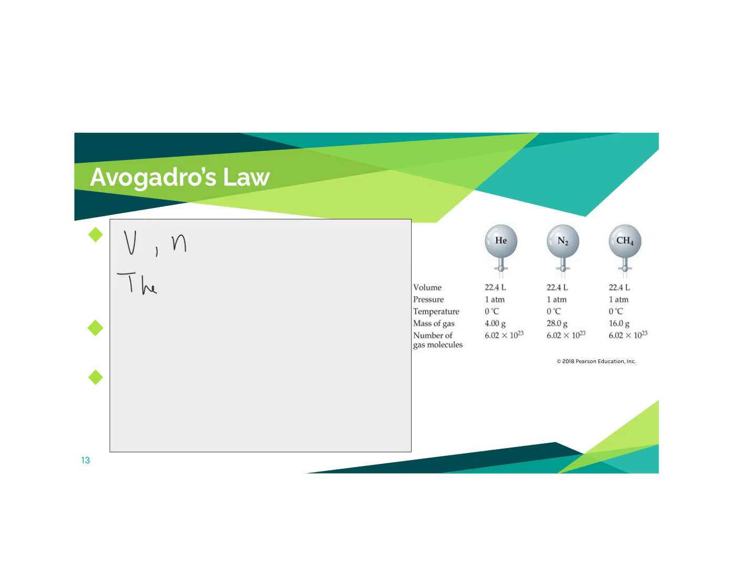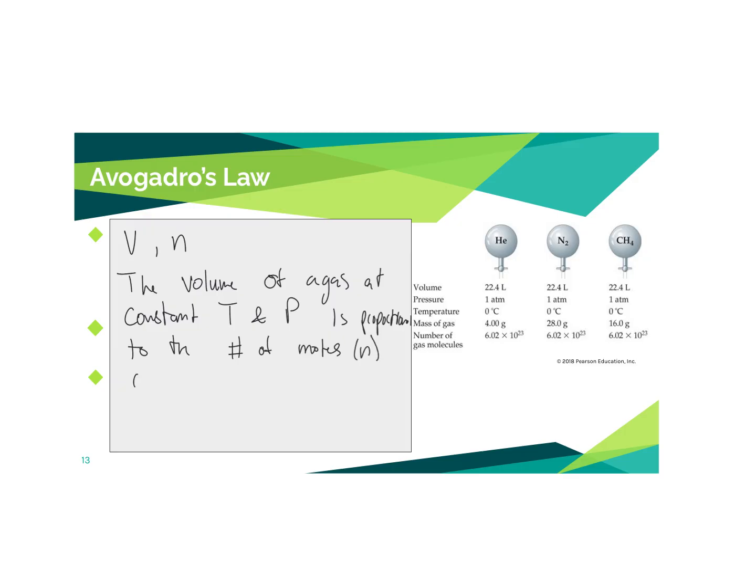And this says the volume of a gas at constant temperature and pressure, or T and P, is proportional to the number of moles, or N, of gas. So V is proportional to N, and of course, just like Charles's law and Gay-Lussac's law, V1 over N1 is equal to V2 over N2.